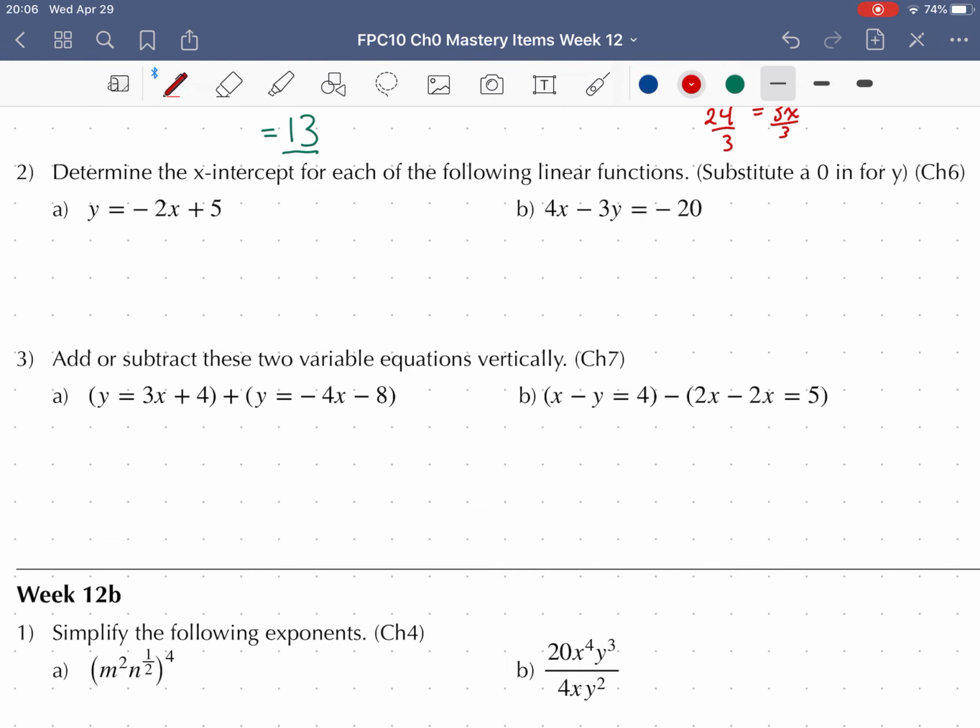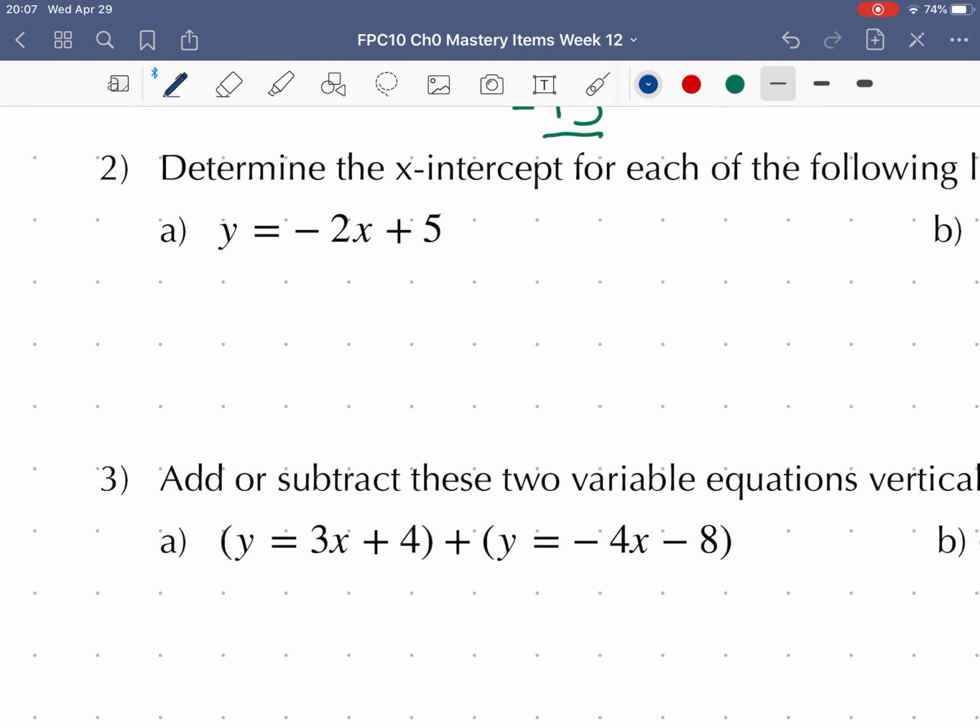Number 2, determine the x-intercept for each of the following linear functions. Substitute a 0 in for y. Now just a quick reminder, an x-intercept is a place where a graph crosses the x-axis. And it will always cross the x-axis at some value of x and 0 on the y, being the up and down part. It's not up or down, it's at 0 on the y. So all we have to do is put 0 in for y to find our x-intercept.